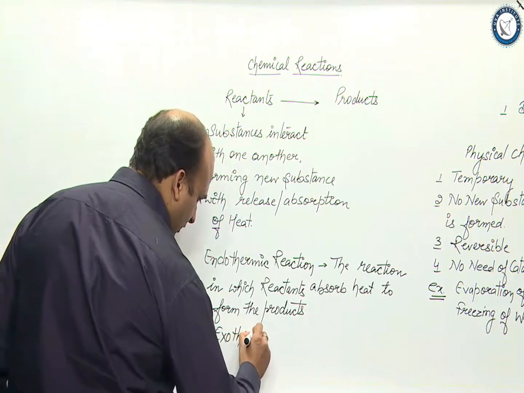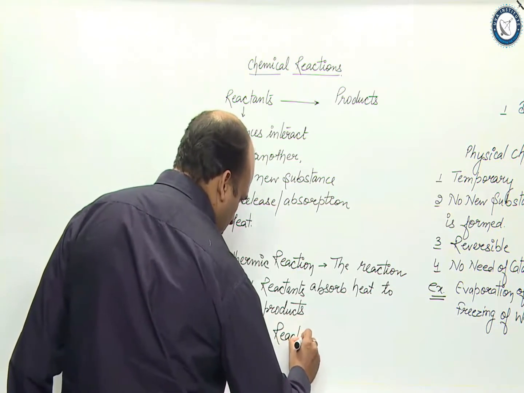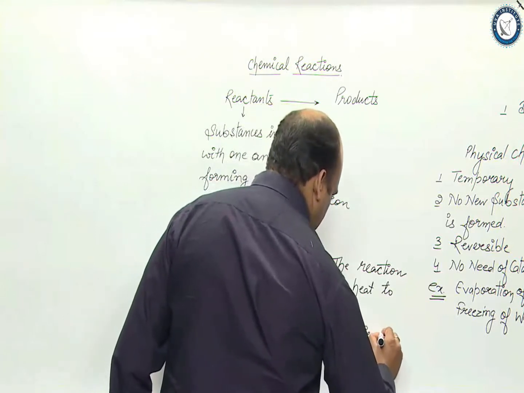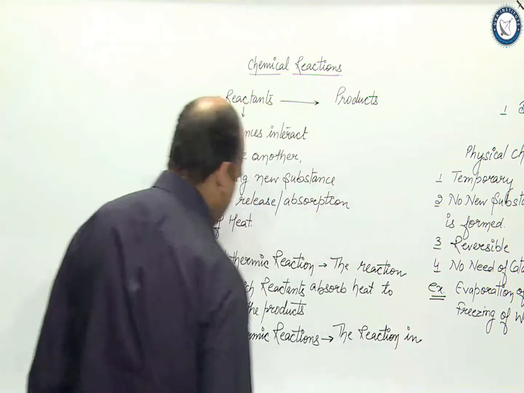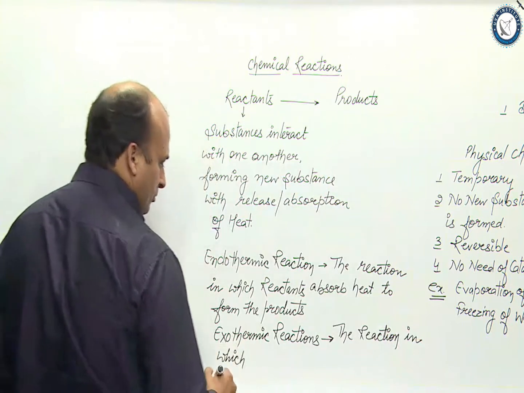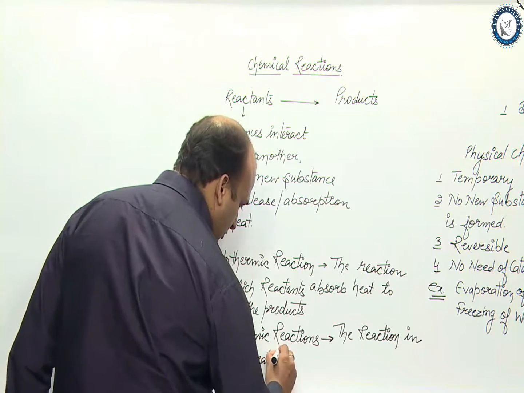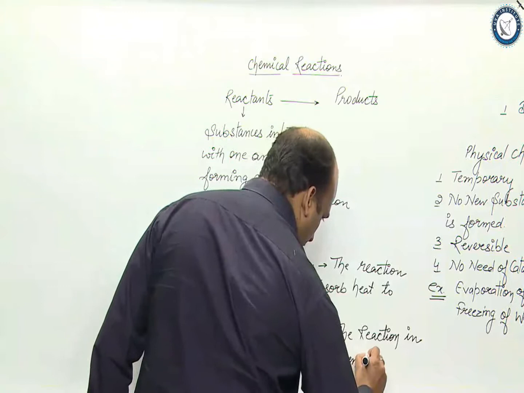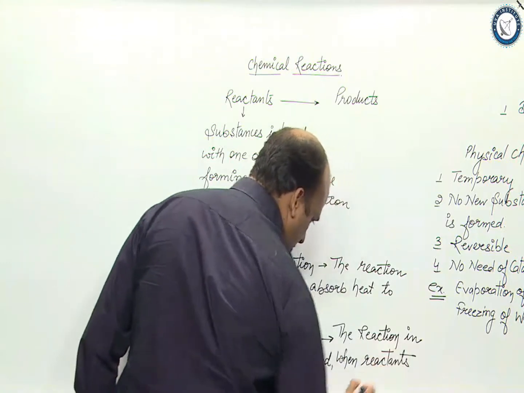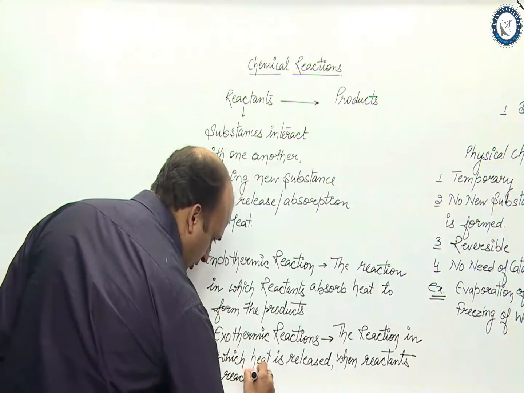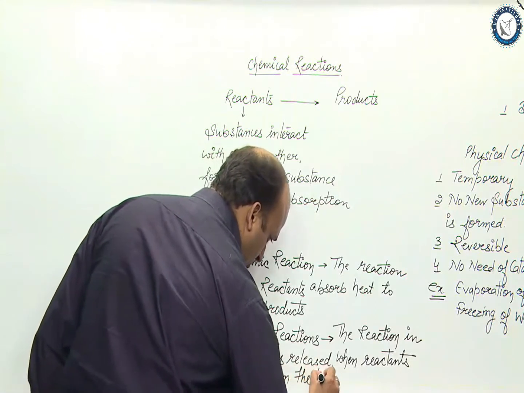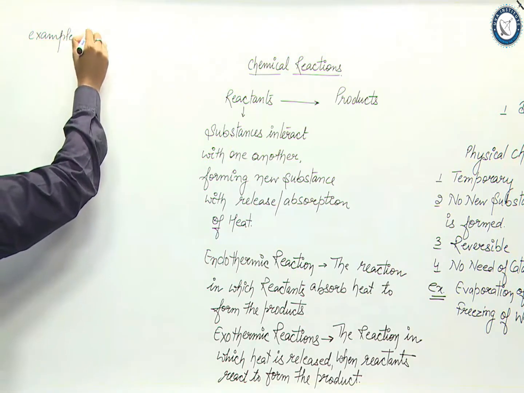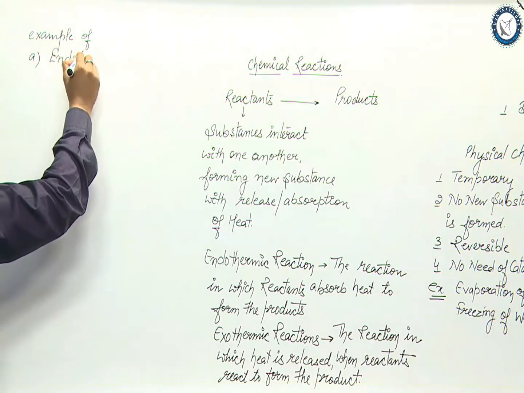And the second one is exothermic reactions. The reaction in which heat is released when reactants react to form the product. Now, example of endothermic reaction.